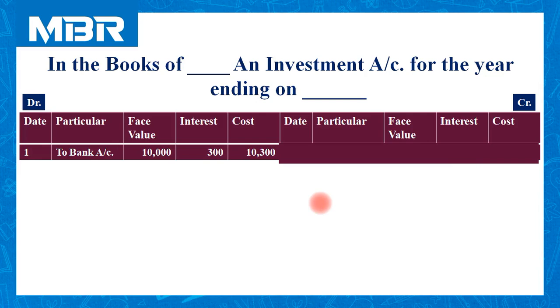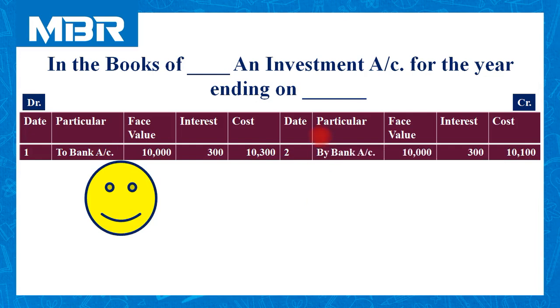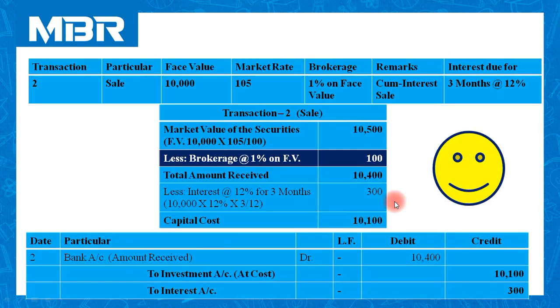We have already passed this entry for purchase. Now for sell, instead of date, I have inserted number of the transaction. Let us visit the entry first. Bank account debited. So it is posted on a debit side of the bank account. To investment account credited. We need to pass effect of this 10,100 on credit side of investment account. To interest account credited 300. So we need to post this 300 even on credit side.